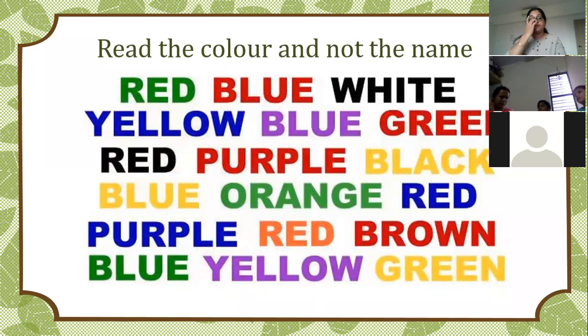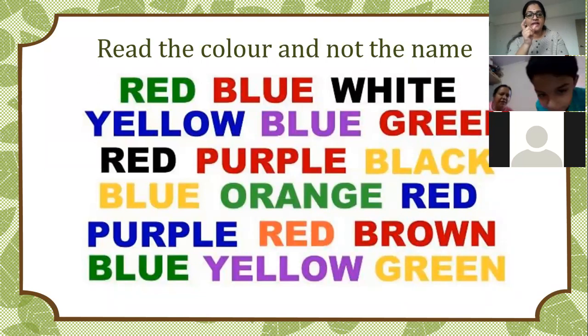The last brain boosting exercise. What you see on the screen, you have to read it color-wise. You should not read red, blue, white. You have to read green, red, black, blue, purple, green, black, purple. See, I've made a mistake. It has to be red and not purple.